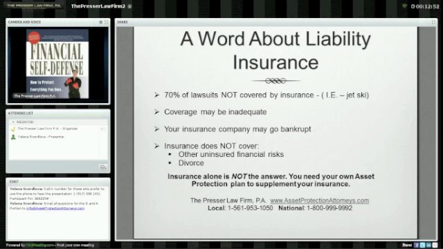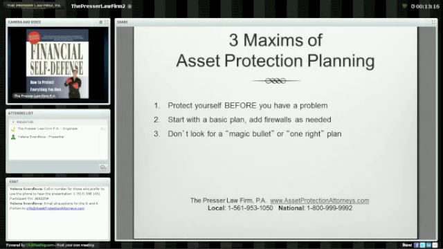Also, insurance doesn't cover other uninsured financial risks like divorce, and that's actually false also. I was looking on Google, and now there's one company that actually offers divorce insurance, so who knows what will be next. The point is that insurance alone is not the answer. You need your own asset protection plan to supplement your insurance. I call it the belt and suspenders approach.